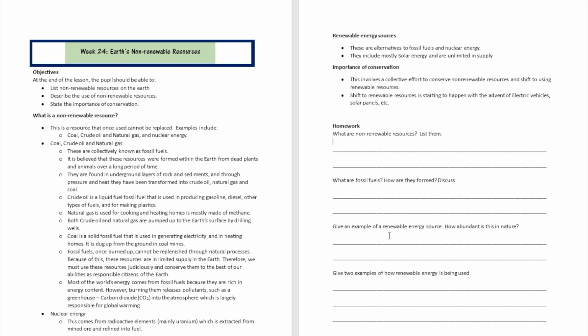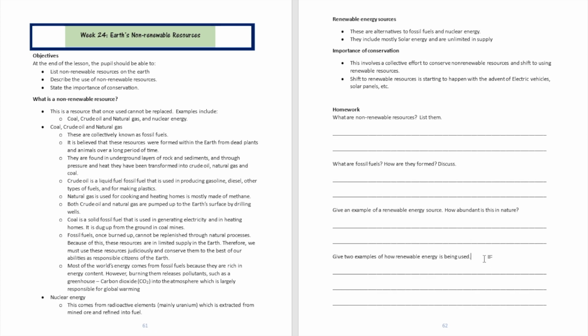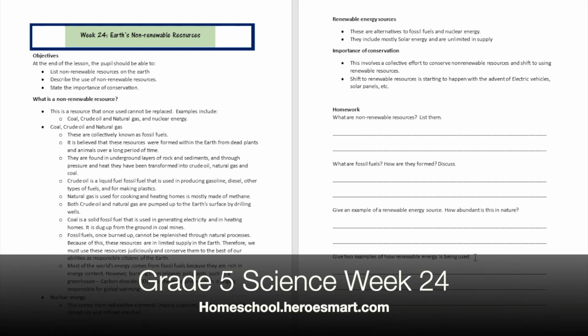Give an example of a renewable energy resource. That's going to be the sun or solar energy. And how abundant is this in nature? It is very, very abundant. Give two examples of how renewable energy is being used. Renewable energy is being used for electric vehicles right now. It's being used in solar panels. Those are two examples that you can remember. And then there are other applications of it, and you can do your research to identify other applications of renewable energies.